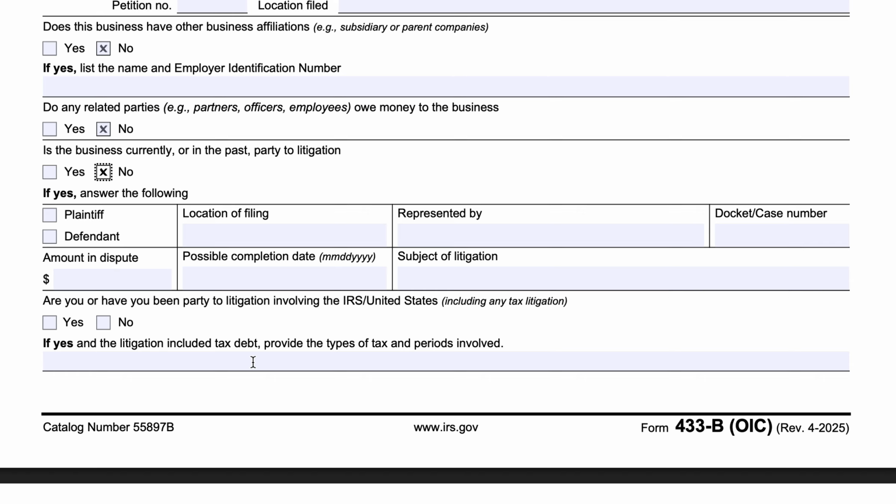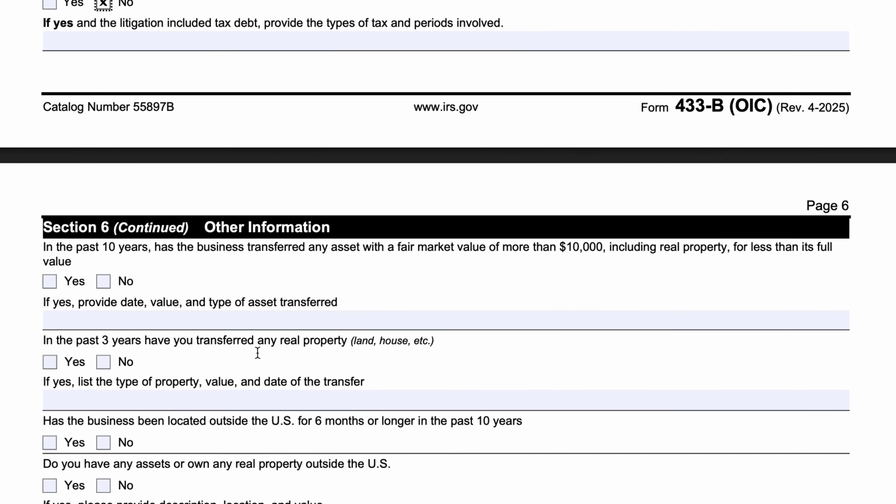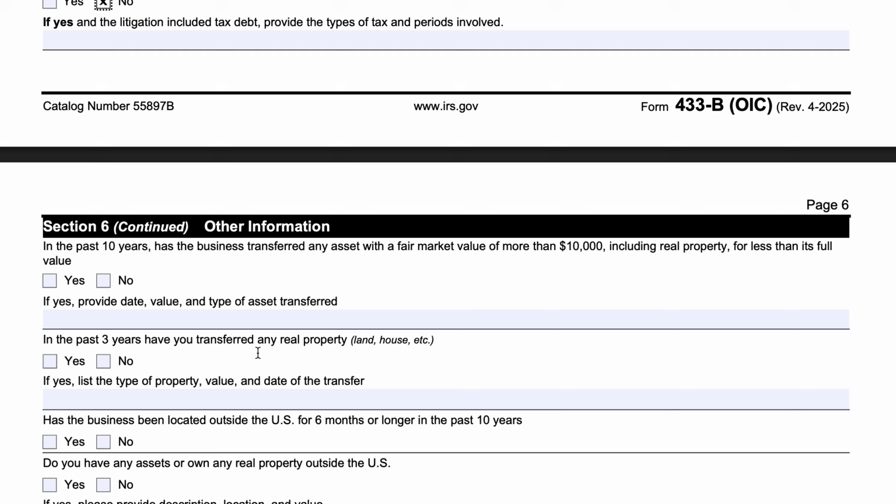Have you ever been party to litigation involving the IRS or the United States government? If yes, and the litigation included tax debt, then you would provide the types of tax and periods involved. Again, the IRS has this information, so this is an opportunity to trip up and expose yourself to additional penalties. So, I won't say don't take the bait, but don't try to beat around the bush on things that the IRS can easily verify or disprove.